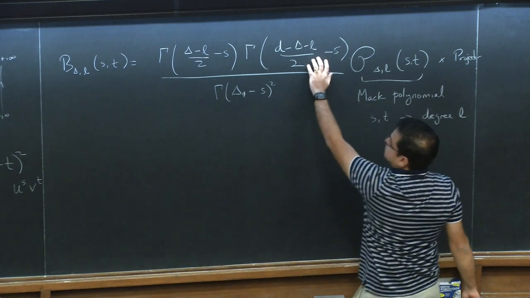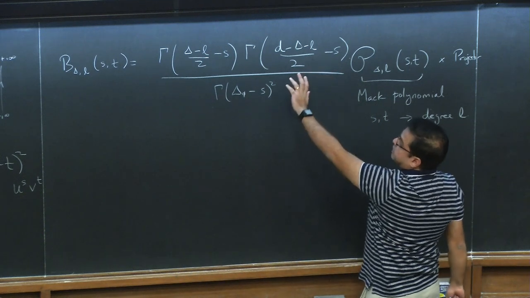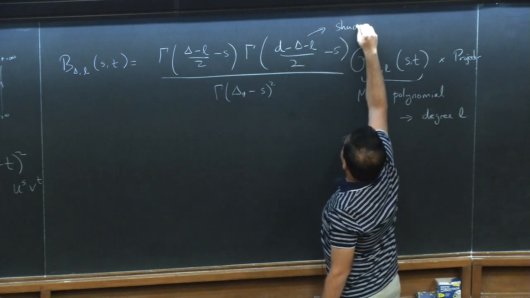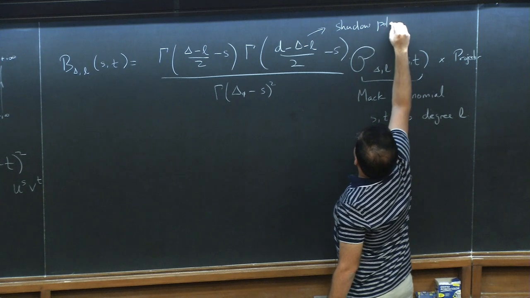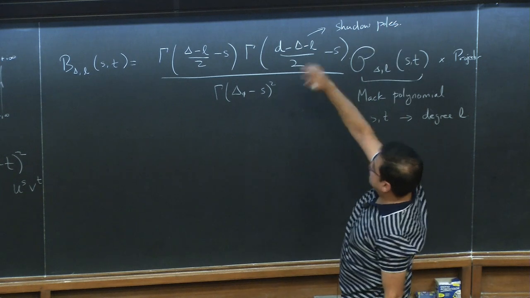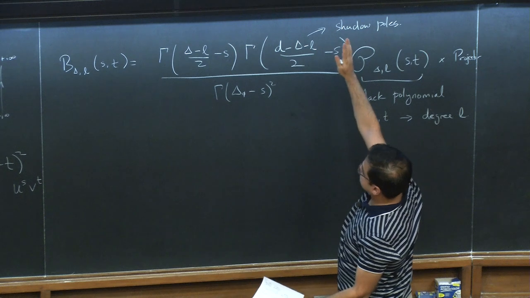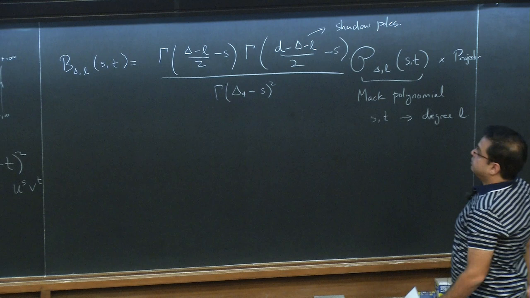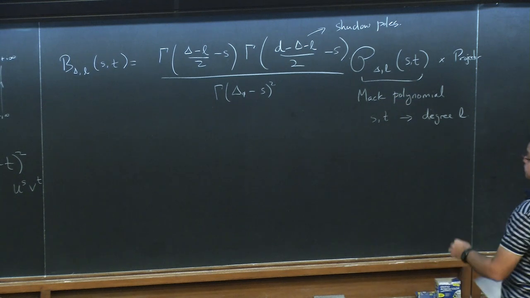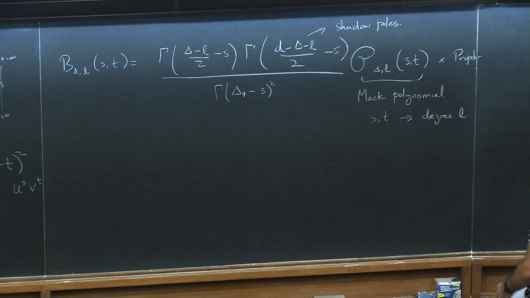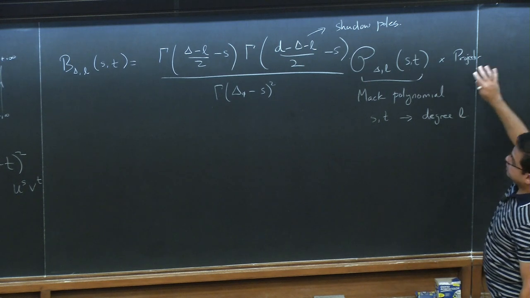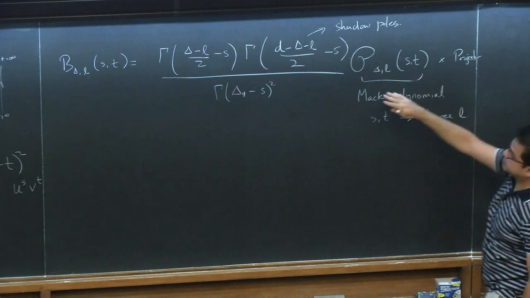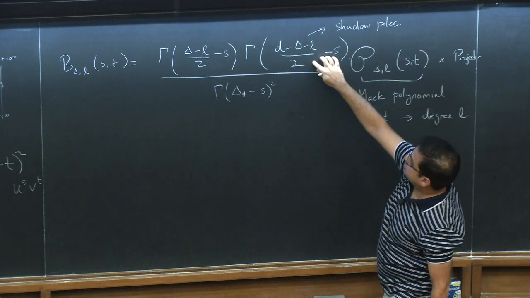But there are also these pieces which are not physical because these are what are called the shadow pieces. So these are shadow poles. Whenever you have an operator whose dimension is delta, the shadow operator has dimension d minus delta. So you naturally get these shadow poles as well. And of course, you don't want the contribution of the shadow poles. So you require to add a projector which will project out the contributions of the shadow poles. So basically, the projector has zeros precisely where you have the poles here.